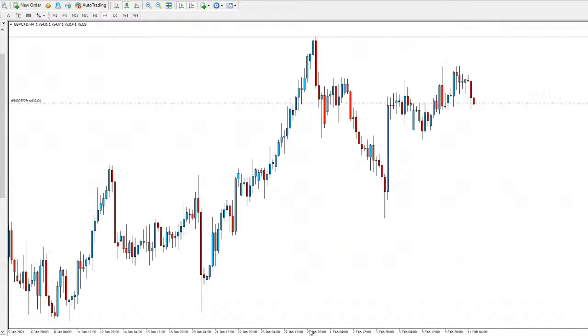GBPCAD, I'm currently in a short trade for this one, looking for a swing to the downside. As you can see, we've taken out this trend line here in the market. Price is looking very bearish now, failing to break through this resistance. So key resistance sent us to the downside, retesting a couple of times there, with a really strong bearish engulfing candle.